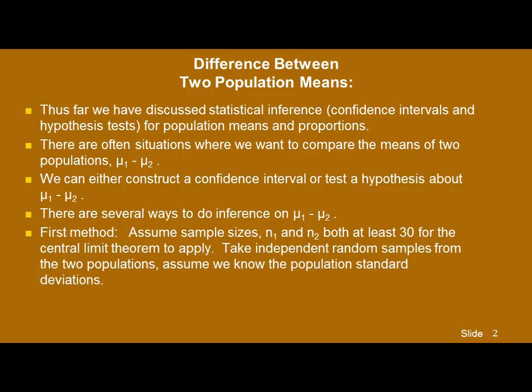Now there are several methods for doing this depending on what we know or don't know. We're going to start with the first method, probably the easiest method. Let's assume you've taken sample sizes n1 and n2 from the two groups, and that both of those sample sizes are at least 30 for the central limit theorem to apply. You're going to take independent random samples from the two populations, and let's assume for right now that we know the population standard deviations of those two groups.